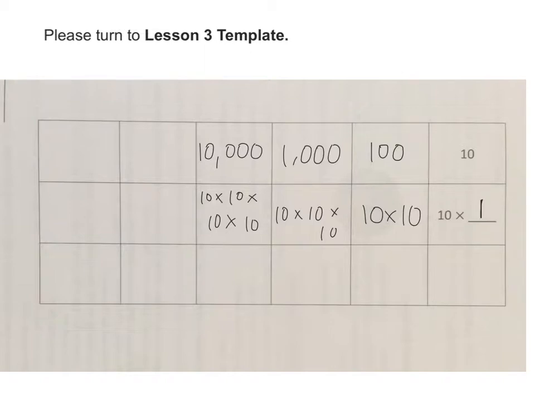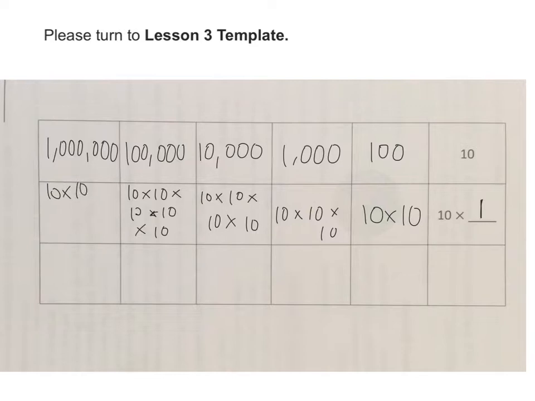Okay. What's the next adjacent place value? 100,000. Let's write that up at the top. And how many times do I have to multiply 10? 5. So it'd be 10 times 10 times 10 times 10 times 10. 5 times. Okay, the next adjacent place value is 1 million. Go ahead and write that down. And how many times do I have to multiply 10 to make 1 million? 6. Okay, go ahead and write 10 times 10 times 10 times 10 times 10 times 10.